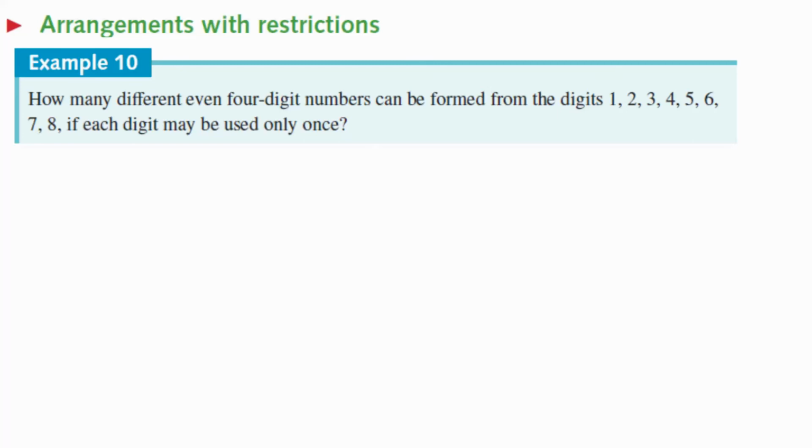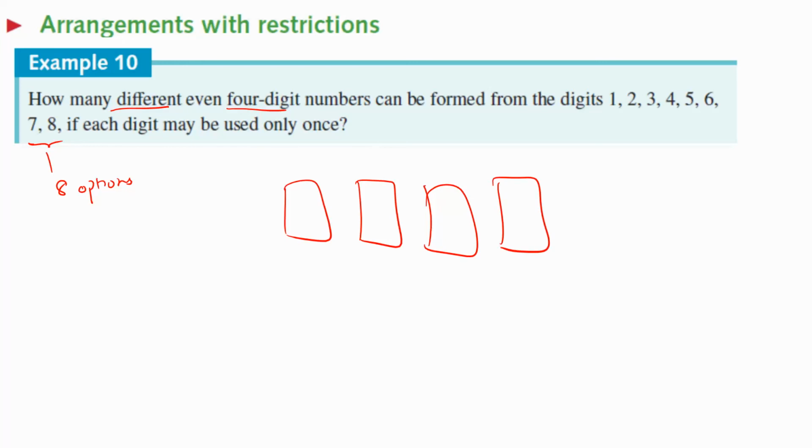So how many different even 4-digit numbers can be formed from the digits 1, 2, 3, 4, 5, 6, 7, 8? Okay, so if you think about the total options, you have 1, 2, 3, 4, 5, 6, 7, 8. In total, you have 8 options. But what you want to know is how many different ways can I arrange 4 digits. I've got a 4-digit number where I want it to be even. See, that's a restriction. It wasn't just any 4 digits. I want to know how many different ways I can arrange 4 digits where they're even ones.